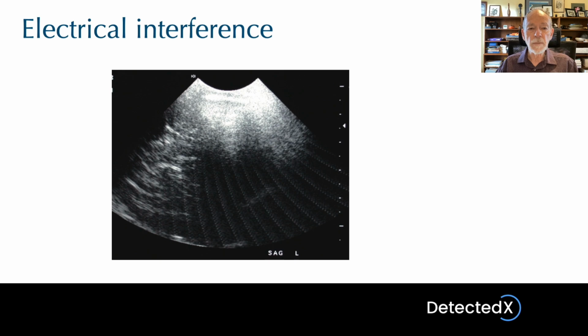And finally, this is just one example of electrical interference. If we were looking at this dynamically, almost certainly that interference pattern would be moving, and it would be very obvious, and it is even obvious here from this single image, that that is not anything real. It is simply interference due to some sort of electrical equipment.